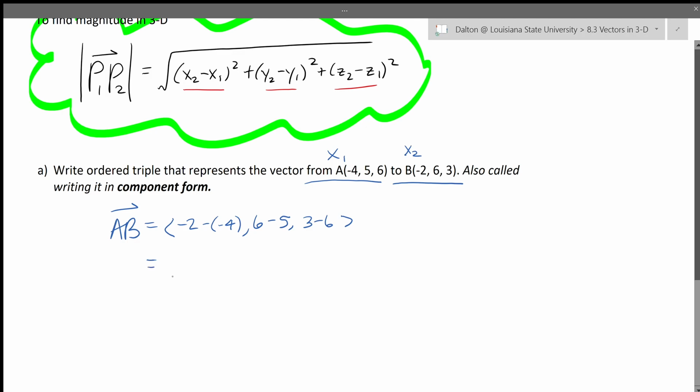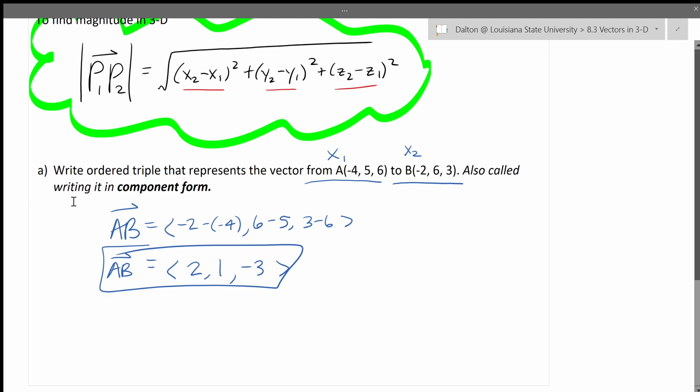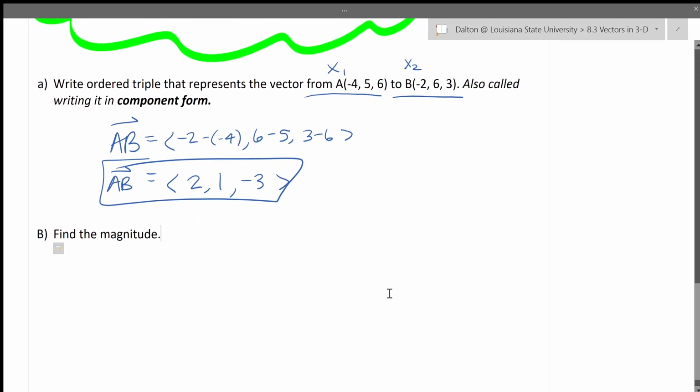And then when we actually simplify, -2 minus -4 is going to be +2. 6 minus 5 is 1. 3 minus 6 is -3. So vector AB is represented by this notation here. So that's part A. Part B is I want you to find the magnitude of that vector that we just found. So once you find the vector, the magnitude part is easy.